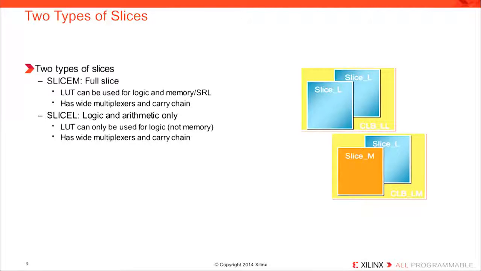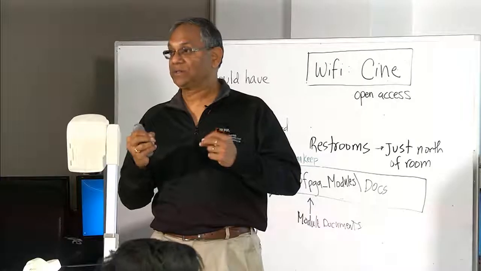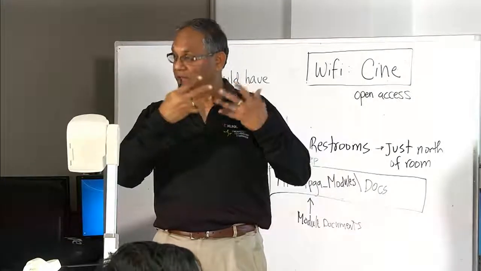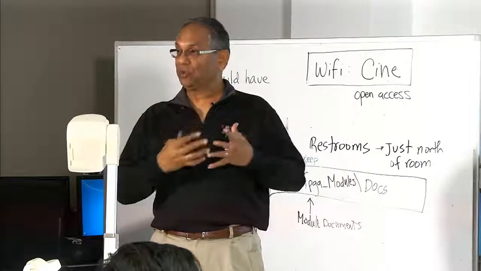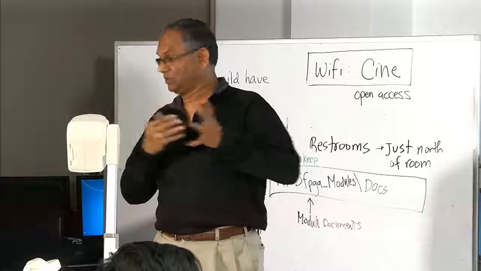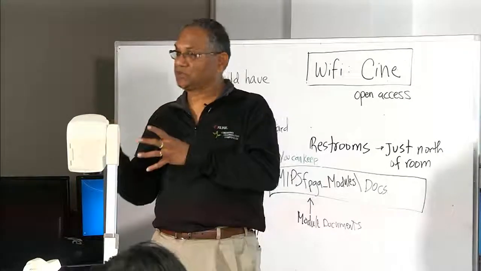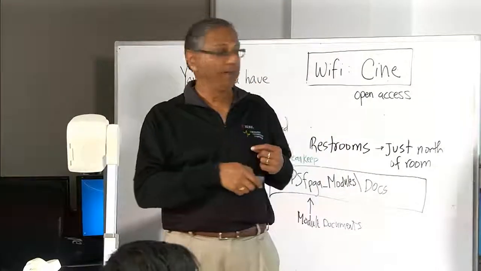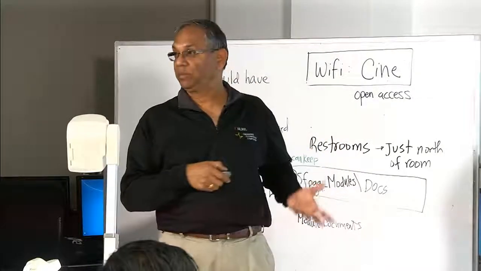Do you care in general? You don't care about whether it's CLB LL or CLB LM. However, if you are working on a design that is really tight in the chip and timing wise it's not meeting, then you look at the report. The report will show you how the data path is constrained or connected and where it is going through, and then this kind of information will be useful.